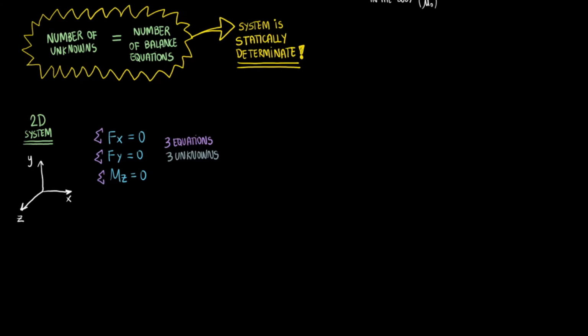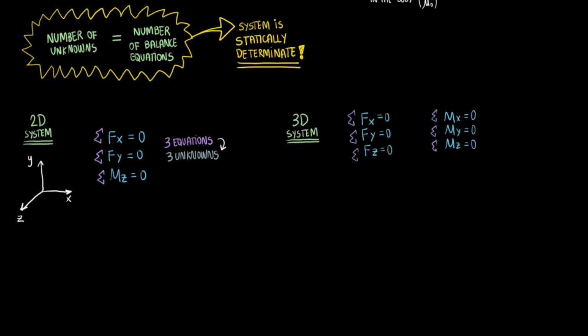On the other hand, in 3D, we can have forces in all 3 directions, x, y, and z. And we can also have moments in all 3 directions, x, y, and z. As a result, we can get up to 6 balance equations in 3D, and they are all equaling 0 in static equilibrium. This means that we can solve for up to 6 unknowns.